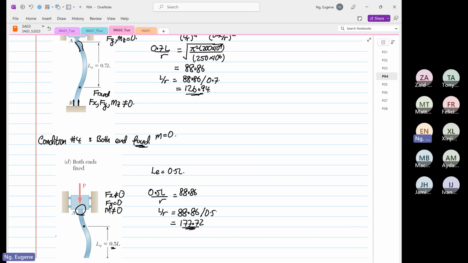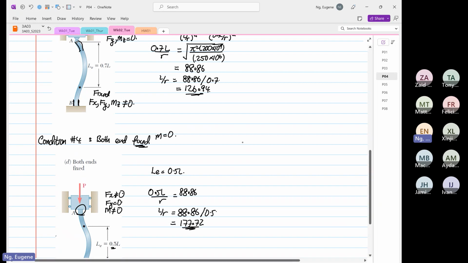So like what I mentioned before, it's not just the length, it's not just the material behavior which is related to Young's modulus, it's not just the cross-sectional area. It also depends on how both ends are fixed that will affect the critical load.